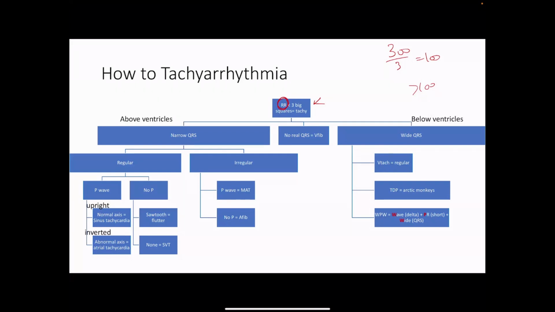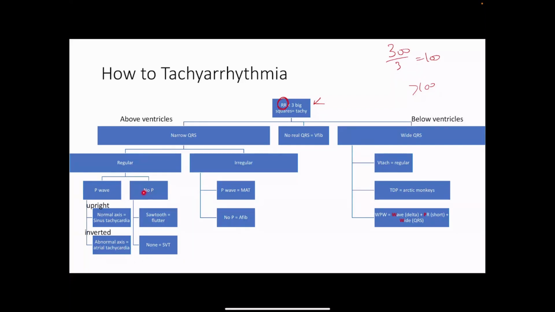Now, first thing you look at is the QRS complex. Is it narrow or is it wide? Let's start with narrow. We'll focus on this for now. After you see that the QRS complex is narrow, you look, is it regular or irregular? Okay, let's focus on the regular. Let's say you looked at the tachyarrhythmia, it's narrow QRS and it's regular. What's the next thing? You look at the P waves. Is there a P wave or is there no P wave?